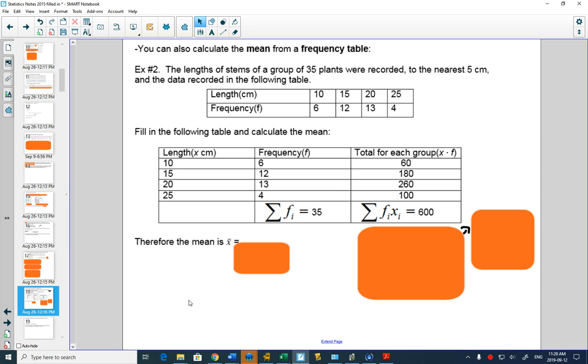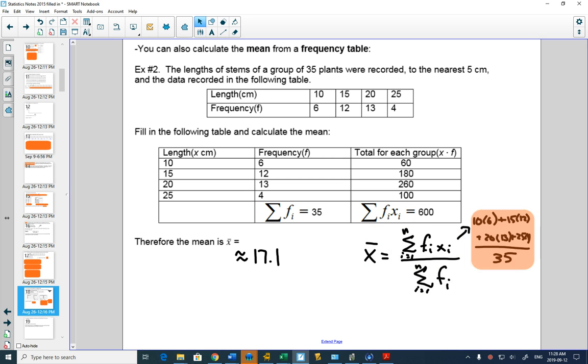Here we're adding up all the frequencies. Adding up all the frequencies, 6 plus 12 plus 13 plus 4, the little i again is first one, then second one, then third one, then fourth one. So that little index i is just to tell you that you should do each one separately until you've done them all. What's our average? Well, it's going to be the 600 divided by the 35.